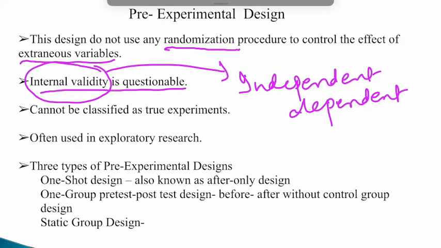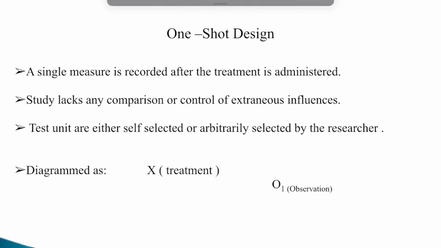Mainly, when you talk about the pre-experimental design, we have the one-shot design, which is also known as the after-only design. In many books, you will find this design by the name after-only design. Then we have the one-group pretest-posttest design, which you will usually know as the before-after without control group design, and the static group design. We'll take up the designs one by one. The first is the one-shot design.